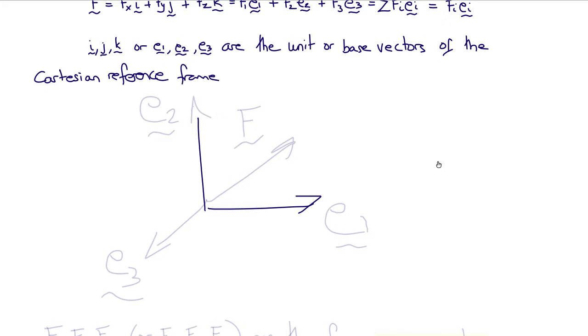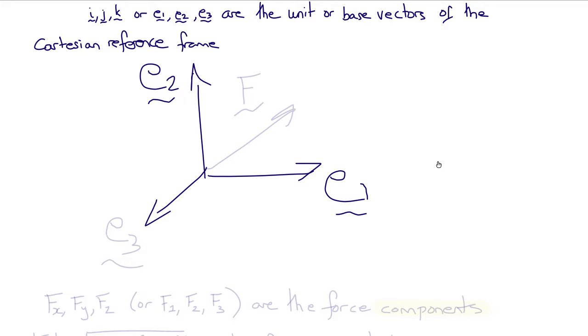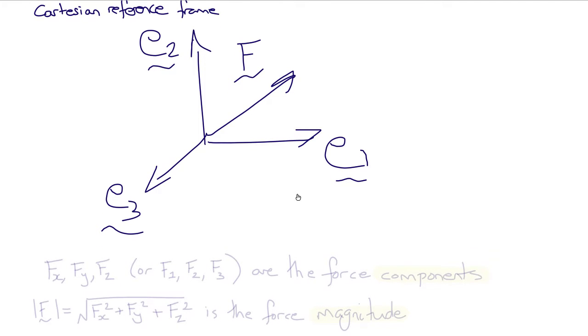So representing our vector again with our three unit vectors of our right-handed Cartesian reference frame. Here's the vector, and here are the three unit vectors. And again, the components Fx, Fy, and Fz are equivalent to F1, F2, and F3. Fx, Fy, Fz, or F1, F2, and F3 are the components of the force vector.